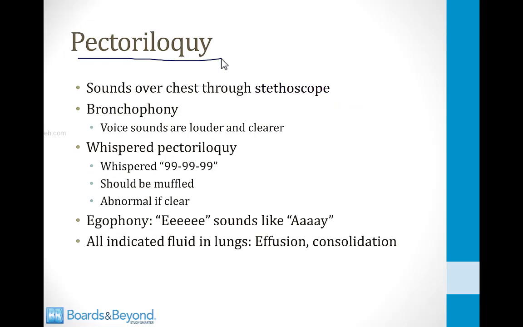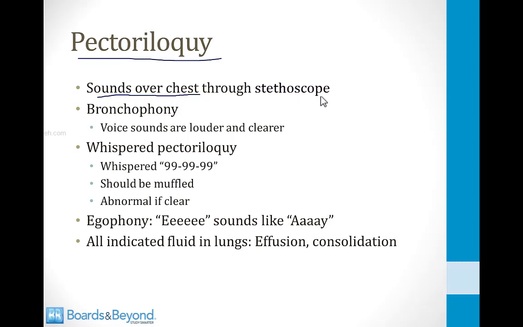Next, let's talk about pectoriloquy. This literally means sounds heard through the chest, and it gets its name because when patients speak, you're not supposed to be able to hear what they say. It's supposed to come through the chest very muted. If it comes through loud and clear, then something is abnormal. So when we say pectoriloquy, we usually mean that you can hear sounds over the chest through the stethoscope.